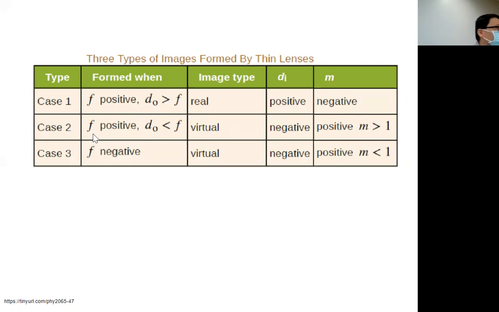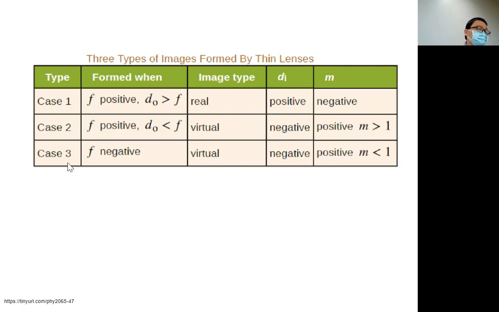The second case is again where the focal length is positive, which means a convex lens. But if the object is inside the focal point, DO less than the focal length, then you'll get a virtual image. Because it's a virtual image, DI is negative. Magnification is greater than 1 in this case.